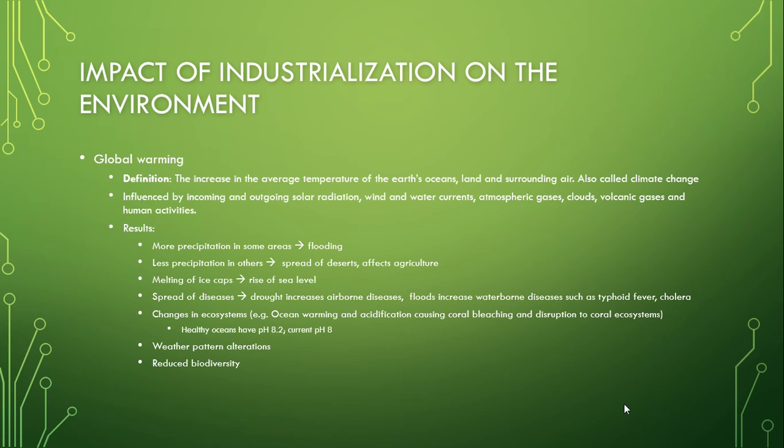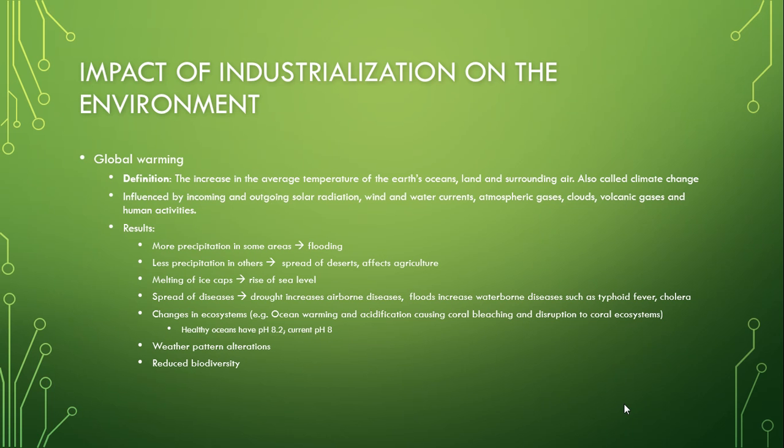This can also be affected by prevailing wind and water currents, atmospheric gases, clouds, and volcanic gases from volcanic activity that can be released into the atmosphere. Human activities such as industrial activities can be releasing these pollutants into the atmosphere. Every one of these contributes to conditions that trap heat in the Earth's atmosphere, thus causing global warming to take place. And we know that there could be many consequences as a result of global warming.